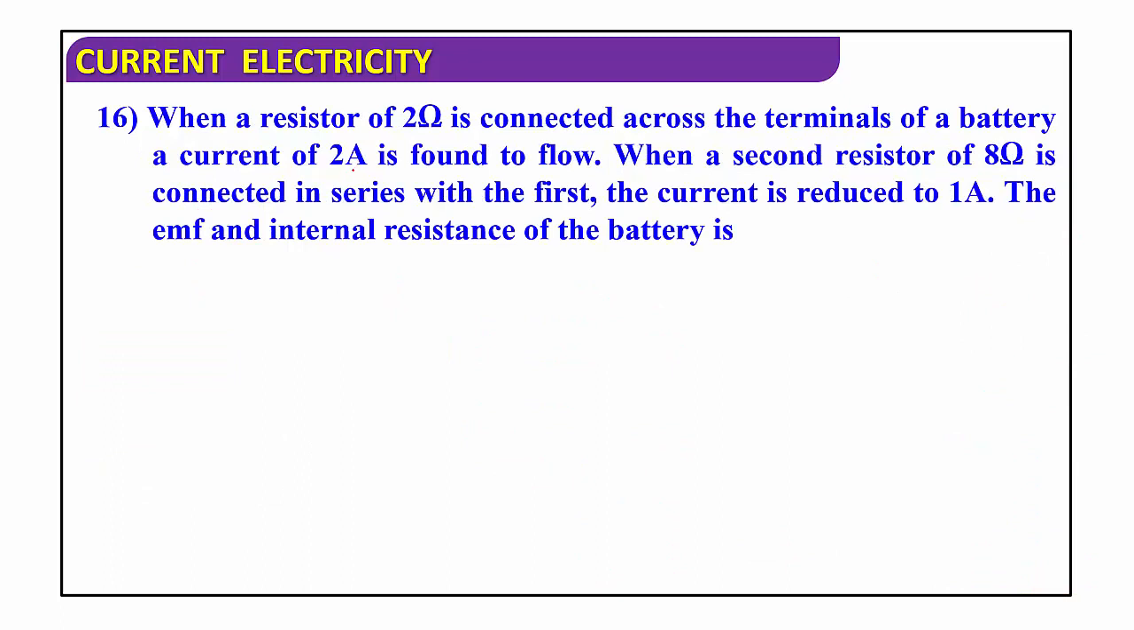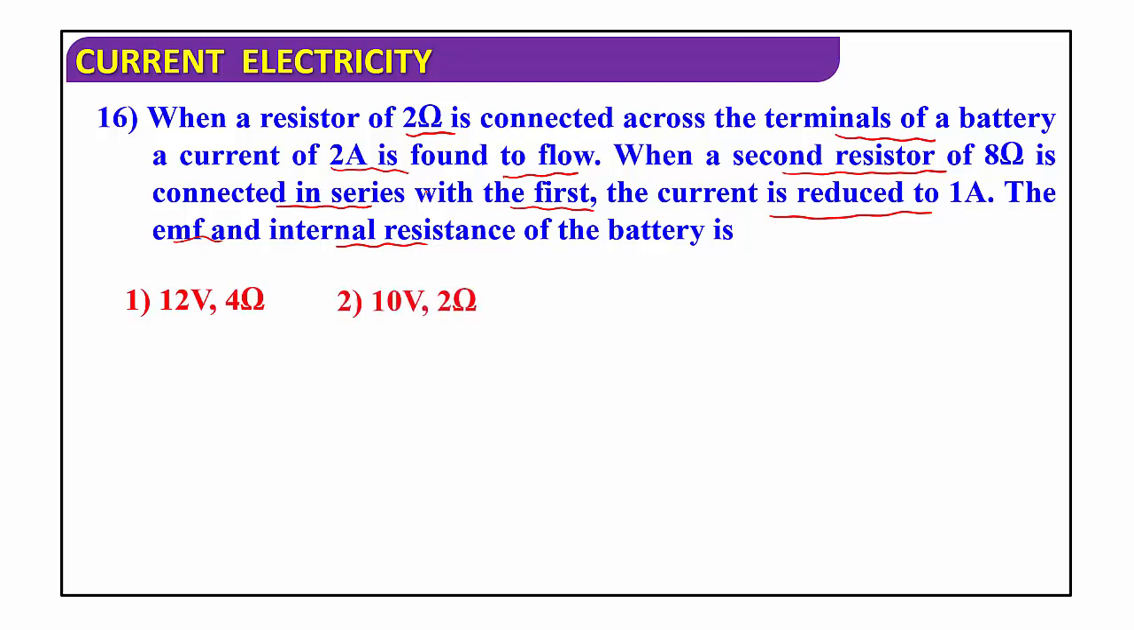Let's come to the 16th question. When a resistor of 2 ohm is connected across the terminals of a battery, current of 2 ampere is found to flow. When a second resistor of 8 ohm is connected in series with the first, the current is reduced to 1 ampere. The EMF and internal resistance of the battery is? Yes, they had given all the values. We have to find EMF and internal resistance of the battery.